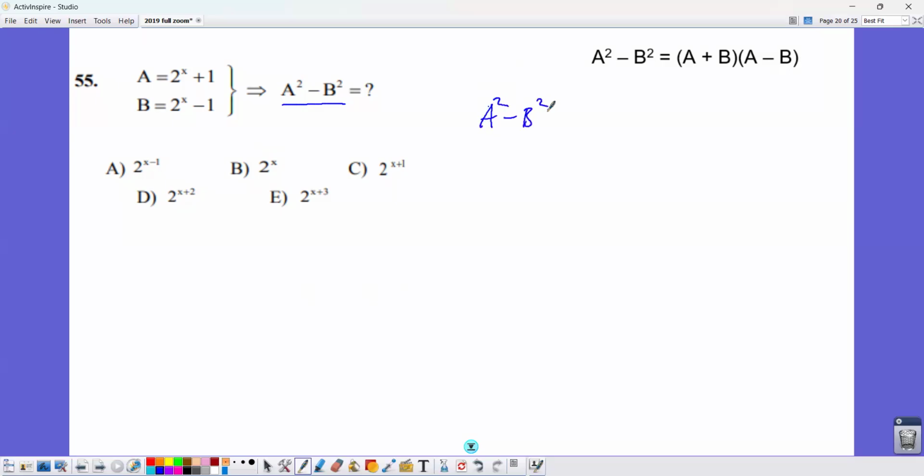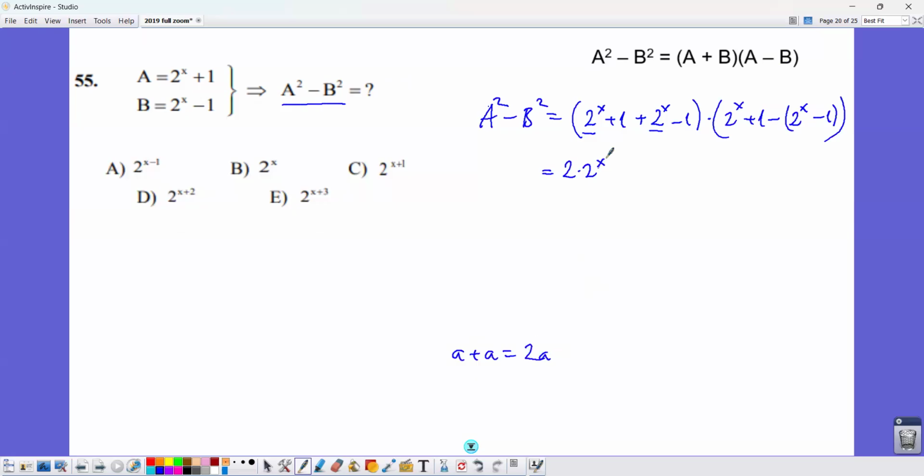A square minus b square is equal to, what is our a? 2 to the power of x plus 1, plus what is b? 2 to the power of x minus 1, times 2 to the power of x plus 1 minus, here when you are writing b, you need to open parentheses because minus changes the signs. Then here you will see that we have 2 to the power of x plus 2 to the power of x. What will be? It will be 2 times 2 to the power of x, like a plus a is equal to 2a. Also here the same. And we have here plus 1 minus 1, which is 0, so we cancel them.